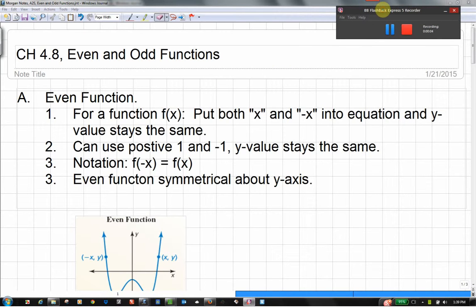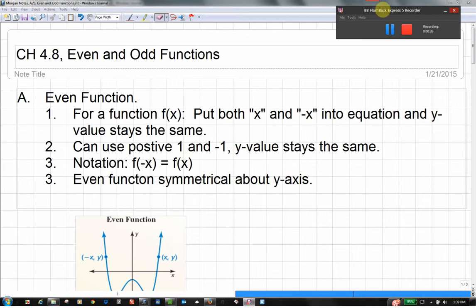Okay, so what we're going to talk about, the first thing is even and odd functions. And the way it describes it in the book is probably more complicated than it needs to be, at least for the way I want to teach it for you guys. And so the bottom line is this. A function can either be even, odd, or neither. So those are the three states that it can have.